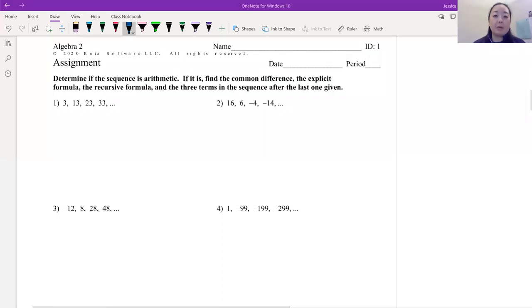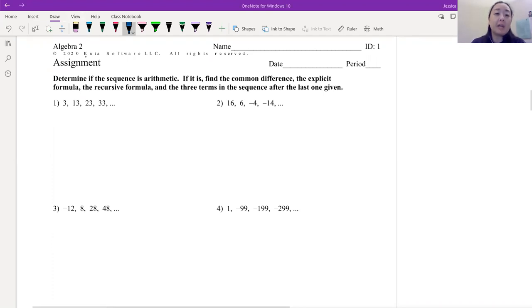Hi, everyone. So we're getting ready for the chapter or unit 2 test, right? If we take a look at this, this is going to be the packet that you can find in your Canvas on the Canvas page. Just look on today's date and you will be able to find it. So here it says determine if the sequence is arithmetic. Okay, obviously it's arithmetic because all of these are arithmetic.